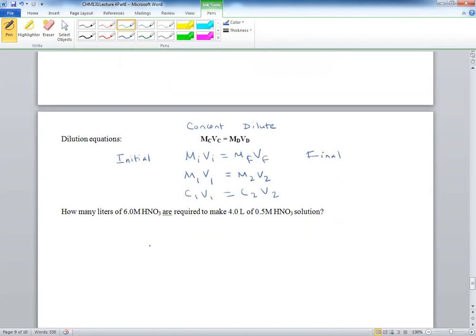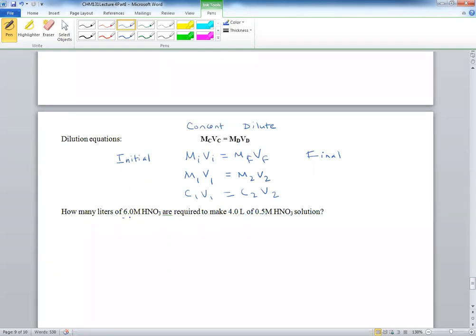Again, here's a simple problem. The problems can become more involved. But this question is asking you, how many liters of a 6 molar HNO3 nitric acid solution are required to make 4 liters of a 0.5 molar nitric acid solution? Now, the key to doing this problem correctly is reading the question very, very carefully. It says, how many liters of a 6 molar HNO3 solution do you need to make 4 liters of a 0.5 molar solution?